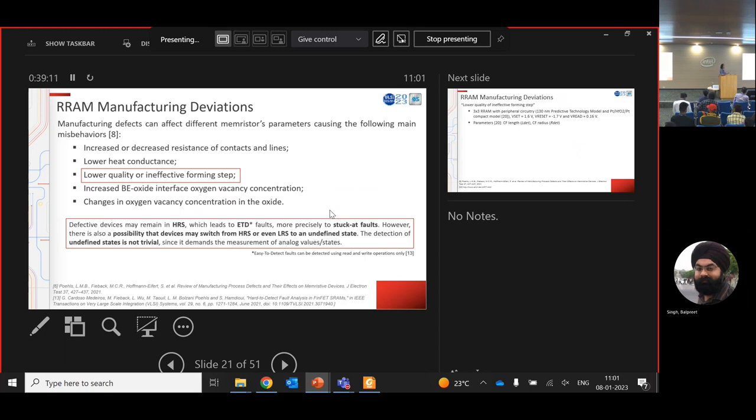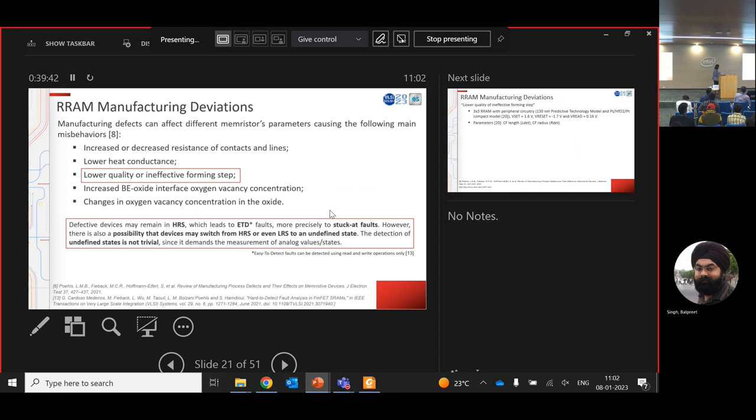So the device is not going to set, and then you have a faulty device. You can have increased bottom electrode oxide interface oxygen vacancy concentration. This is another point because the vacancy concentration of the device is going to represent the resistive state that you have. It's going to influence the current that flows on the device. Okay, you can have changes in oxygen vacancy concentration and so on.